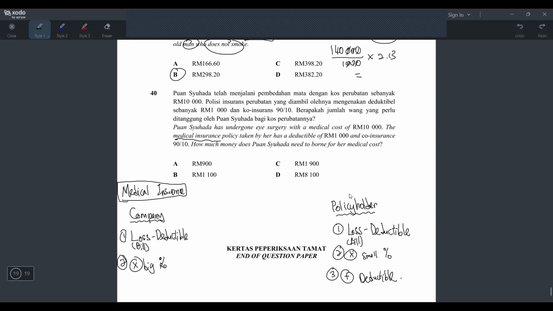Yeah, that's all. But if you want to find the cost borne by the policy holder, it's the same. First step, subtract the deductible, but after that, you multiply by the small percentage for the co-insurance. This percentage is the co-insurance. I should write co-insurance here. This one also co-insurance. And then the third step, you have to add the deductible. If you want to find the policy holder's cost, you just memorise this one. That's all. But fire insurance is different.